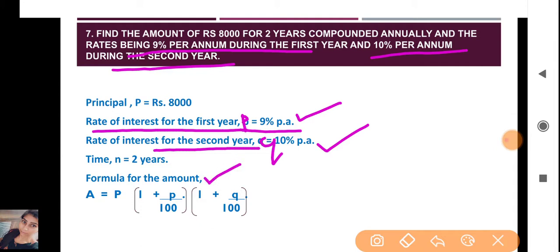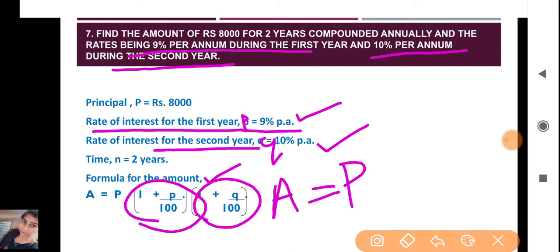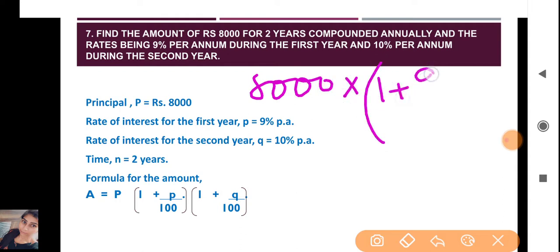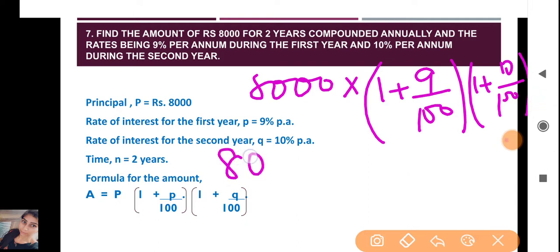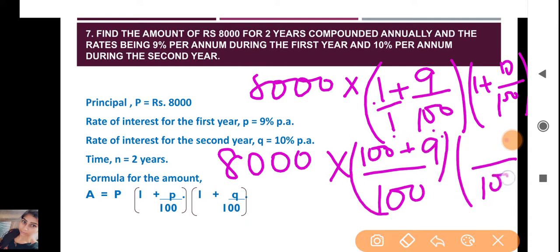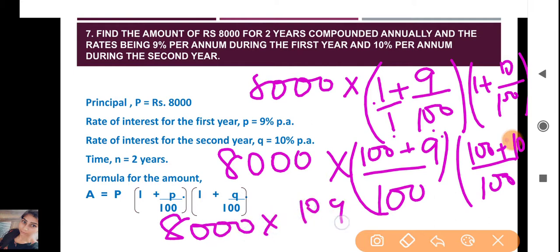Now again we are going to use the formula for the amount as A = P(1 + p/100)(1 + q/100). Right? So now let us put the values here. P is 8,000 multiplied by (1 + 9/100) and (1 + 10/100). Now this 8,000 will be 8,000 only, and when we take LCM, the denominator will be 100, and 100 plus 9 is 109. The same way here the denominator will be 100, and this is 100 plus 10. Now just see, this will be 8,000 times 109 by 100 and this will be 110 by 100.